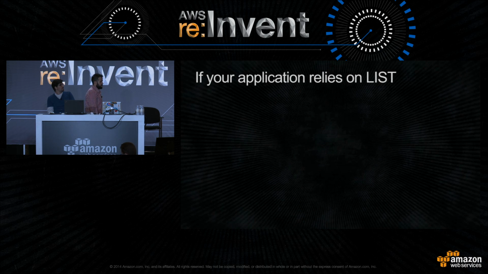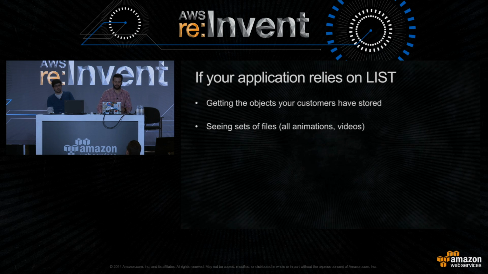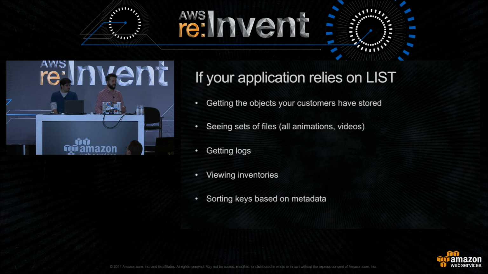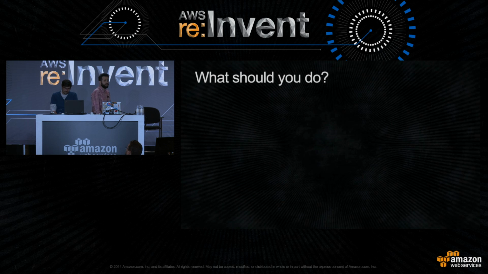But also, when we're talking about getting content from S3, there's another operation that is heavily used called list. So sometimes you have to get the objects that your customer stored, see all the lists of the files that are stored on S3, getting a list of logs, viewing inventories, or things like that, listing keys based on metadata. What should you do in this case?